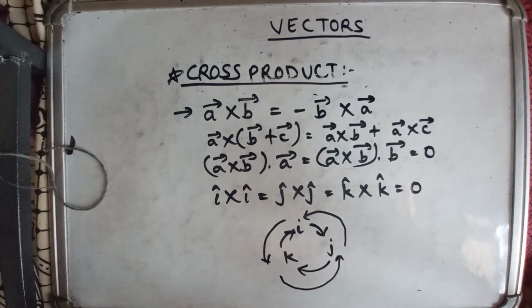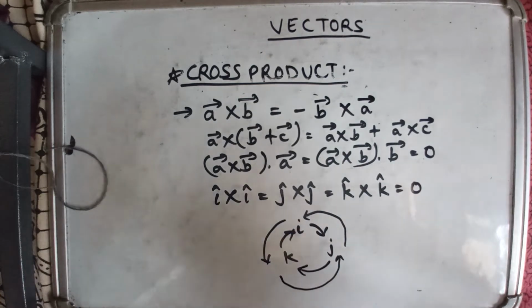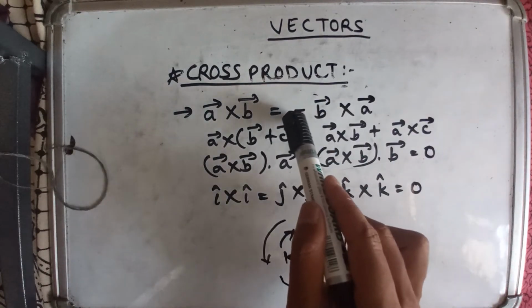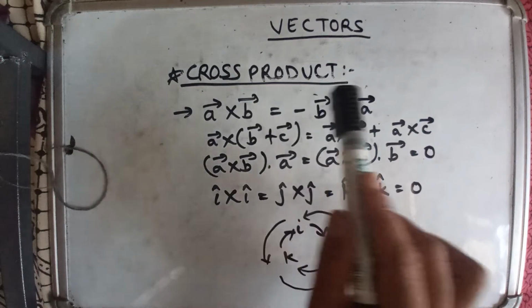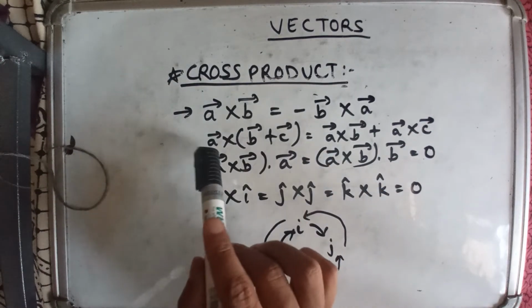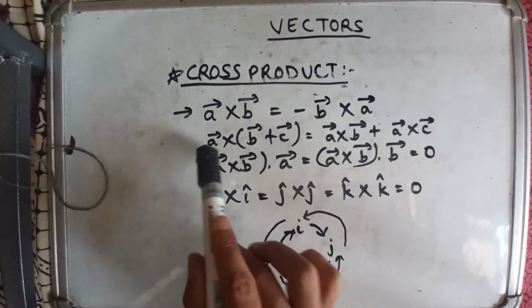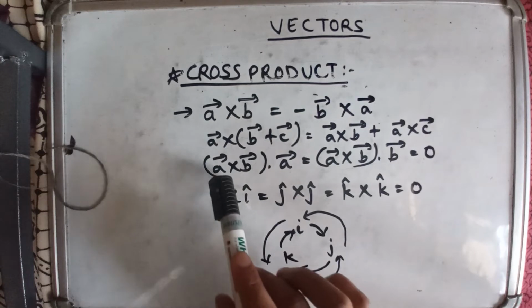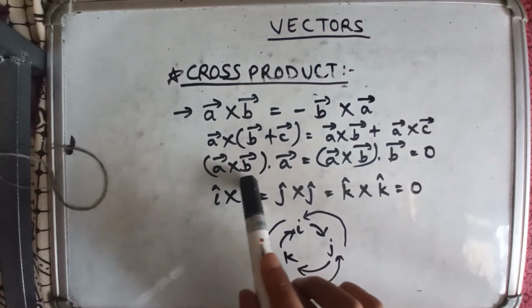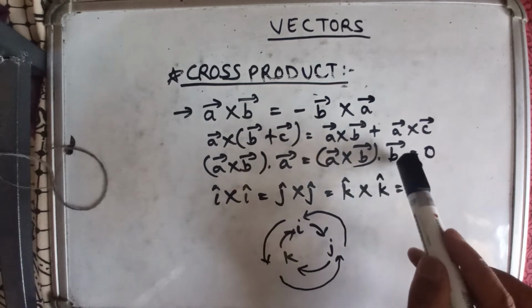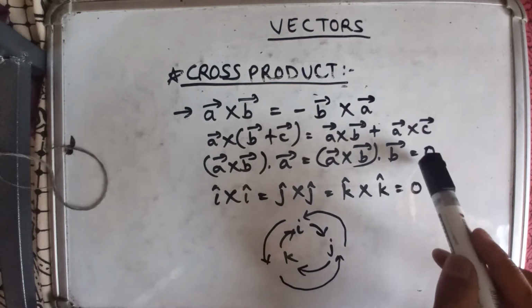Now let's talk about some properties of the cross product. The cross product A cross B will be equal to minus of B cross A. If we reverse it, then we have to put a minus sign because it also depends on the direction, not like the dot product. It is distributive, like A cross (B plus C) will be A cross B plus A cross C. And if we are given A cross B dot A or A cross B dot B, meaning any of these vectors is outside with a dot, then it will be equal to 0.